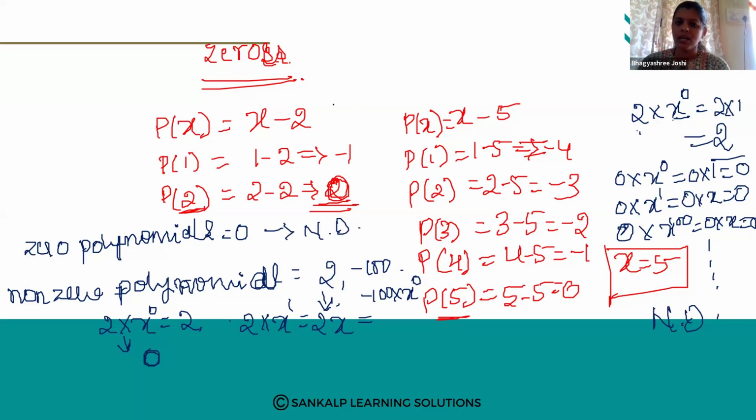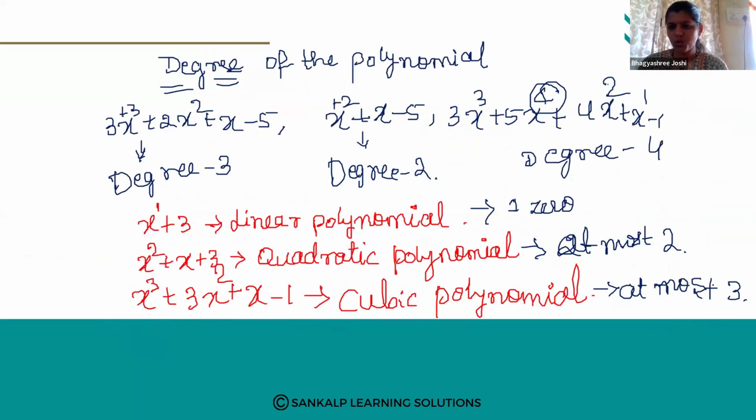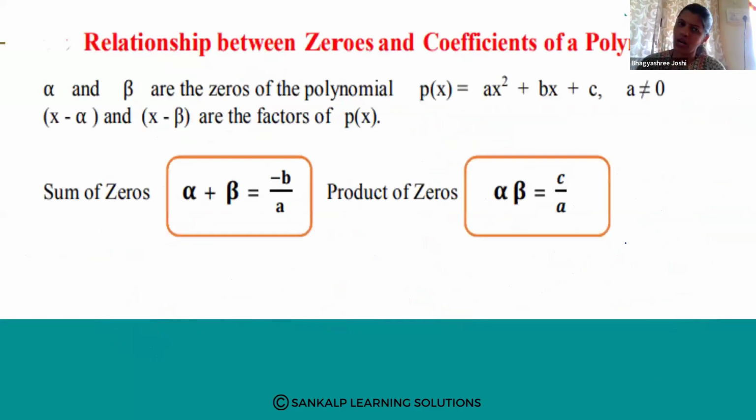So next comes zeros. Zero means what? The value of x for which we get polynomial value 0, that value we call a zero of that polynomial. For a linear polynomial, how many zeros does it have? At most 1, at most 2 for quadratic, and at most 3 for cubic. Okay. So next term is the relation between zeros and coefficients of a polynomial. What do you mean by coefficient? That you already know.